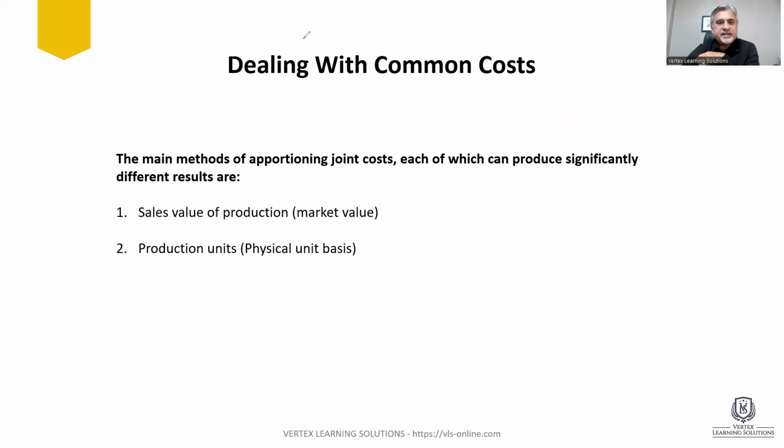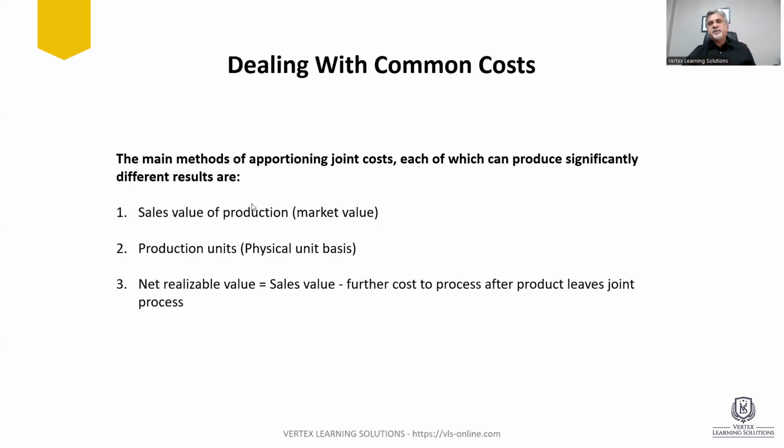There is a third method as well, which we use in some typical scenarios, that is called net realizable value. It says sales value minus further cost to process after the product leaves the joint product stage. What does that mean? Let's suppose this is product A, B, C. I got here A, I got here B, and this is the split-off point. And then I know that if I further process this, I will spend $200, and after spending $200, I can sell it for $3,000.